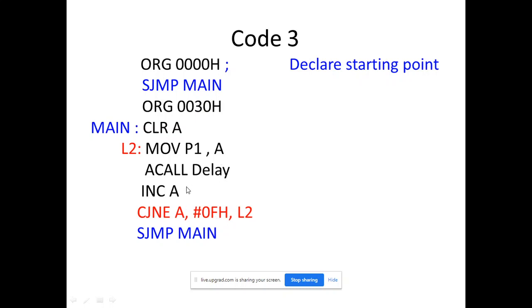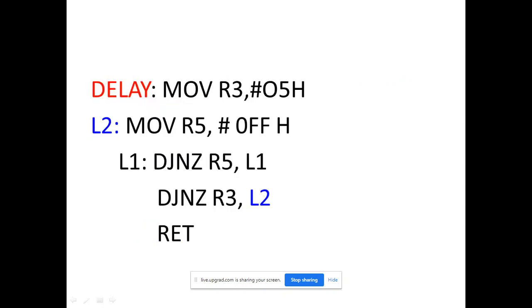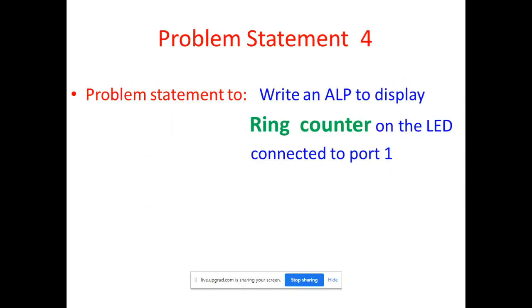Initially 00 will be output, then 01, 02 up to 09, and when it is incremented again, it becomes 0A, and at that time both are equal. At that time it will come out of that loop. So for the BCD or decimal counter, it is just counting 0 to 9. That much change is there. Delay program that you know. Okay, then the fourth problem statement.